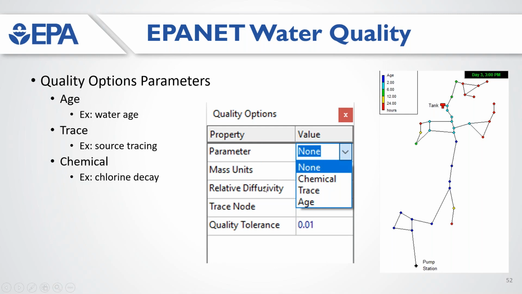It needs relative diffusivity, and the trace node, of course, only applies when you choose trace. The quality tolerance is basically what we call modeling tolerance. The lower the tolerance value, the more accurate the modeling should be for sure, but it takes more time. Normally, water quality simulation is much slower than hydraulic simulation. So that's why for large models, sometimes you just turn off the water quality to see the hydraulic performance of your system first.